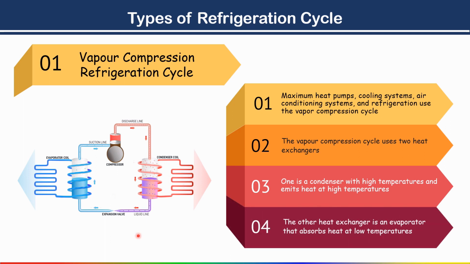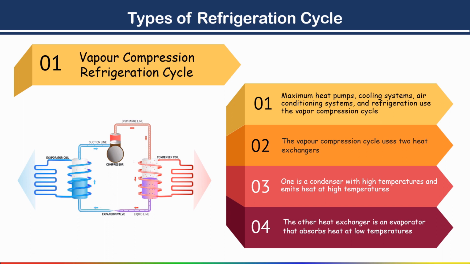Next, the other heat exchanger is an evaporator that absorbs heat at low temperature. It also consists of a coil. You can see here the evaporator coil is shown. It consists of a coil of pipe in which the liquid refrigerant at low pressure and temperature is evaporated and converted into vapor refrigerant at low pressure and temperature. So this is all about the vapor compression refrigeration cycle.